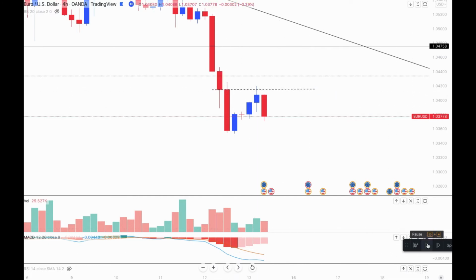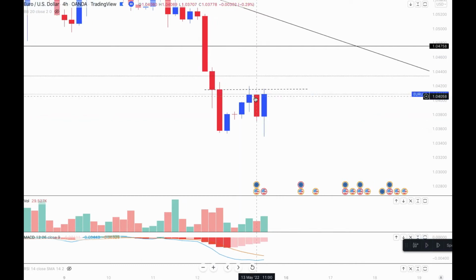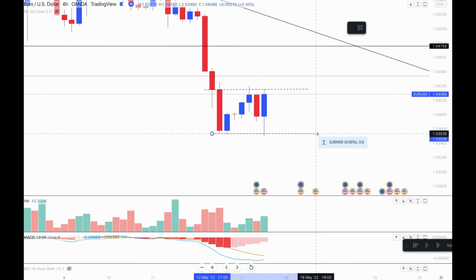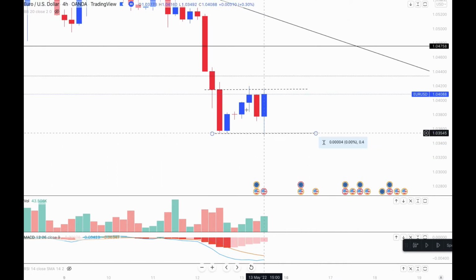Let's continue. There we go again. You see, price wicked into this line, could not break it. Came back down here. We also have some sort of support because now we have price bouncing in between these two regions. One tap, two taps at the top. One tap, two taps, three taps. Let's continue.